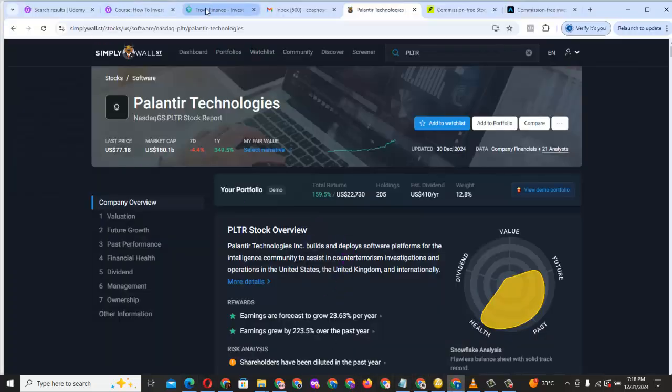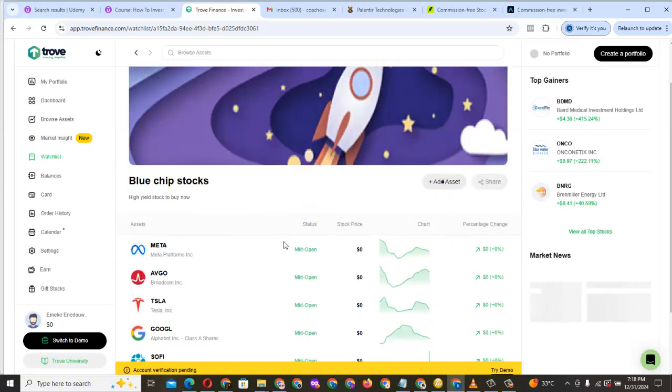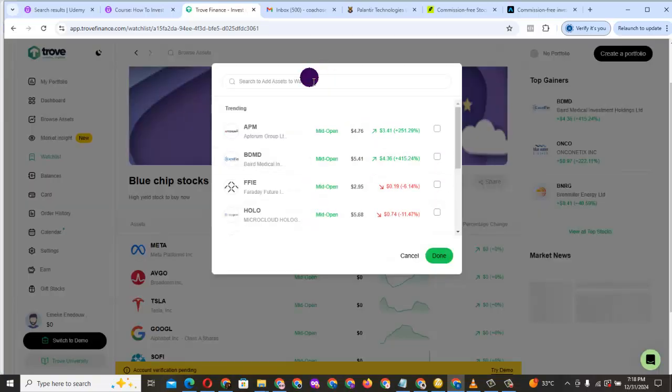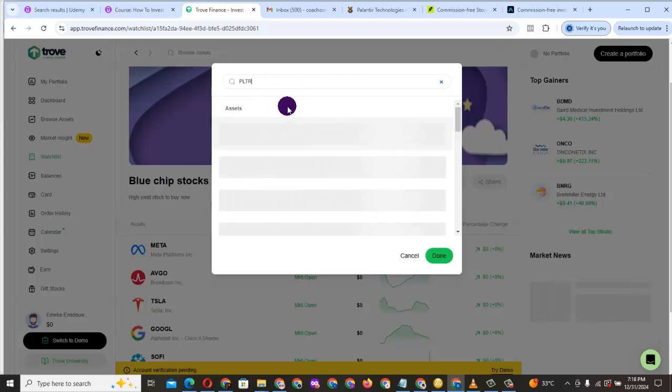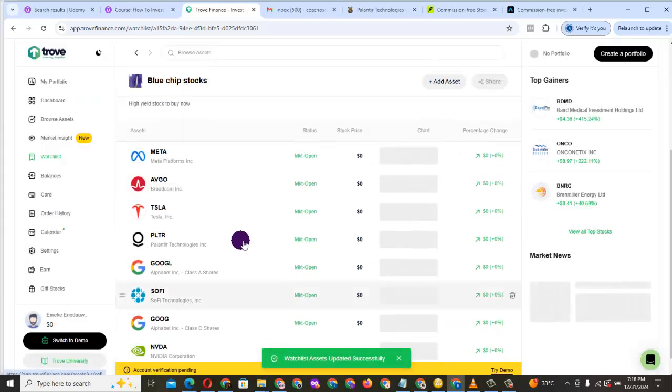So I think I'm good on this. So any of them that you are buying, let me add PLTR, that is Palantir, to this watch list. Yes, to this watch list, I'll add it right away. So this is how you can start investing.